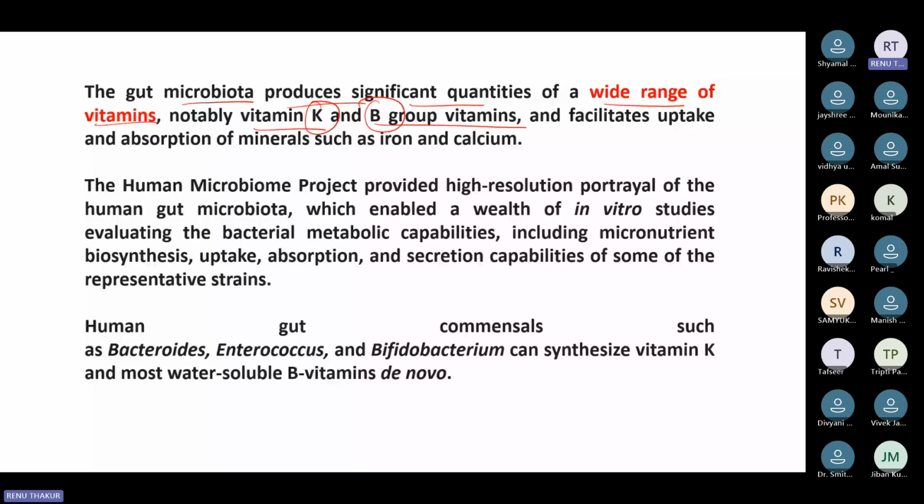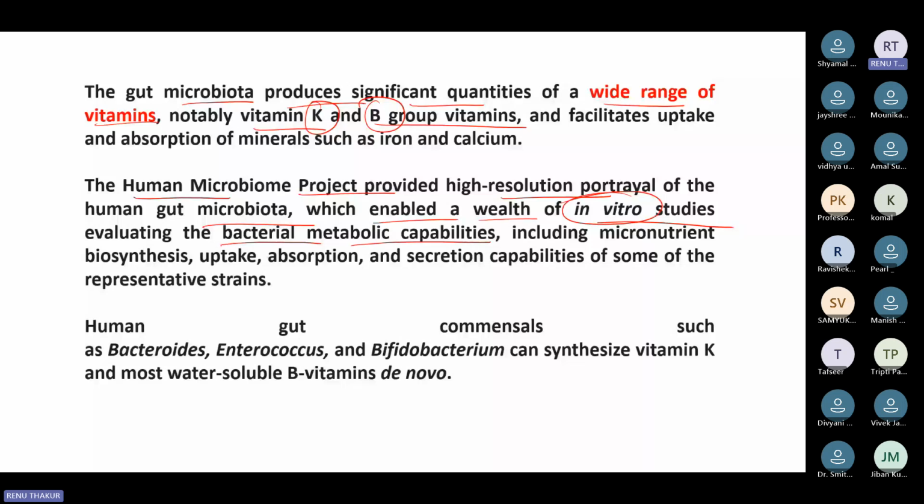Also, the Human Microbiome Project provided a high resolution view of the human gut microbiota, which enabled a wealth of in vitro studies evaluating the bacterial metabolic capabilities. So everything you can confer through in vitro. If you are not doing any in vivo experiment, at least in vitro experiments are required. You cannot say it without doing in vitro, just on a paper basis. No, at least you should go up till in vivo. But if in vivo is not possible, you can go into in vitro studies.